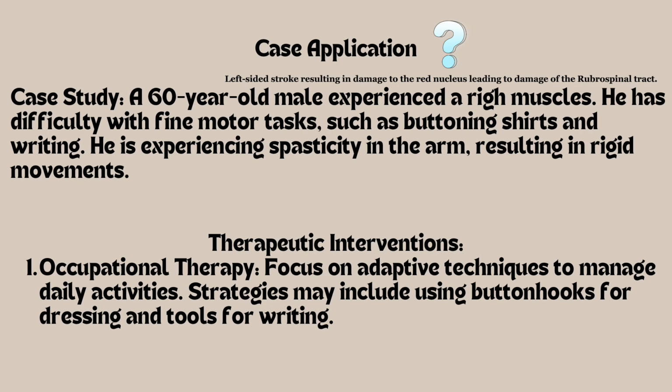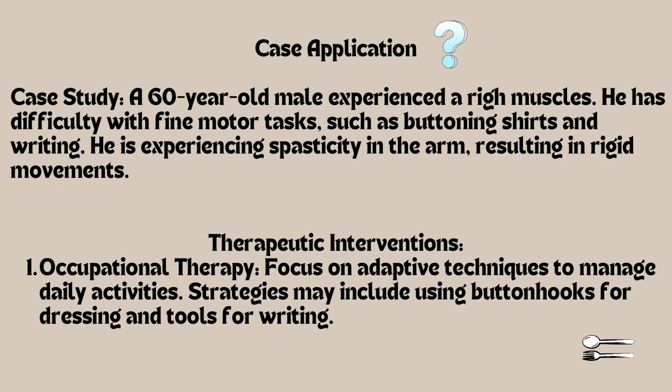During evaluation, some of the symptoms that were noted were weakness in the right arm, particularly in the flexor muscles, poor coordination and fine motor control. The patient had difficulty with fine motor tasks such as buttoning clothing, writing, and grasping small objects. The right arm also displayed signs of spasticity.